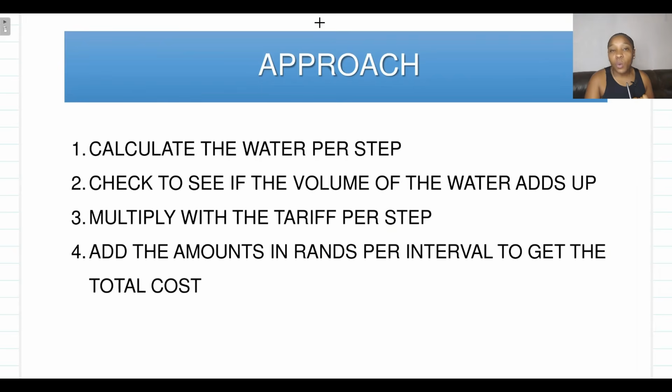So what we did here was use that approach. We calculated the water per step, and then we checked to see if the volume of the water adds up to the water that we were given in the question. Then we multiplied the volume of the water with the tariff that is given per step. And then all we did was add up all the amounts to get what the total cost would be at the end of the month for consuming 35 kiloliters of water.